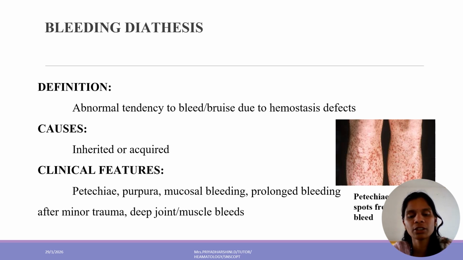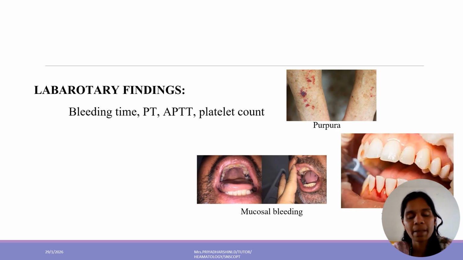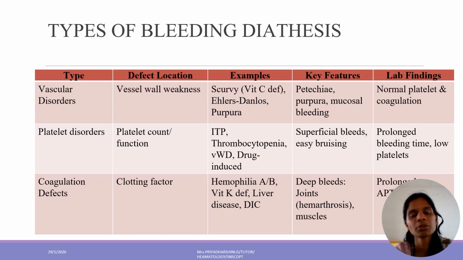Clinical features may include petechiae, purpura, mucosal bleeding, deep muscle bleeding or deep joint bleedings, and prolonged bleeding after a minor trauma. Laboratory findings may include bleeding time, prothrombin timing, and activated prothrombin timing, platelet counts, etc. Types of bleeding diathesis: there are three types of bleeding diathesis. One is vascular disorder, another one is platelet disorder, and the last one is coagulation disorder or defect.